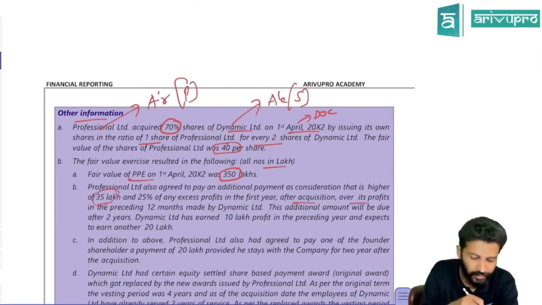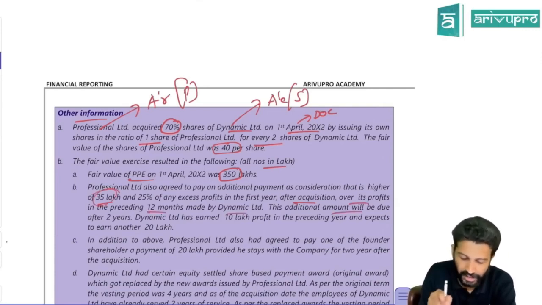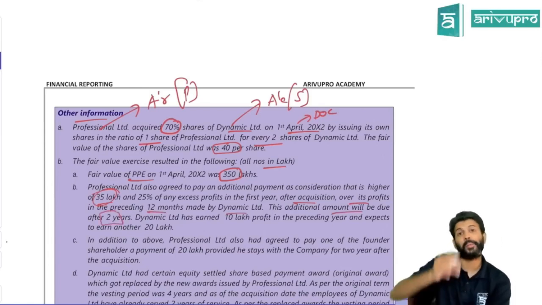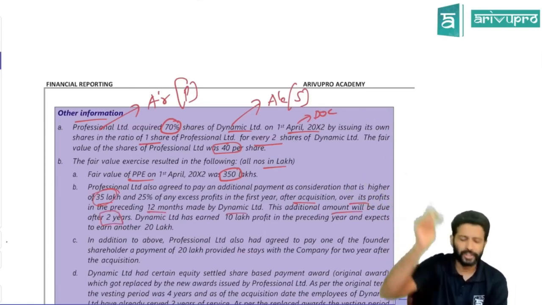They will give higher of 35 lakh and 25% of excess profit over its profits in the preceding 12 months made by Dynamic. This additional amount will be due in 2 years. This payment will be made after 2 years. That means this is a deferred consideration.